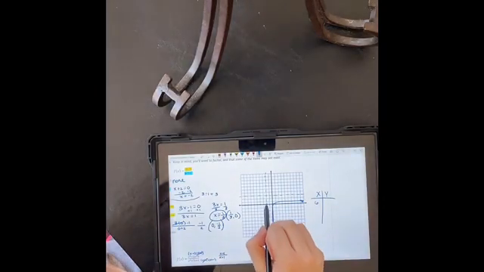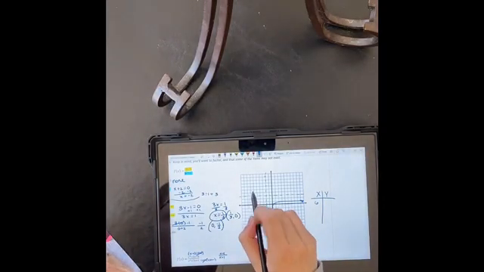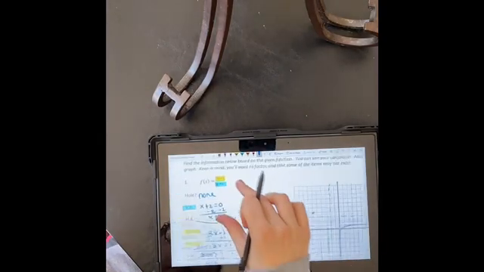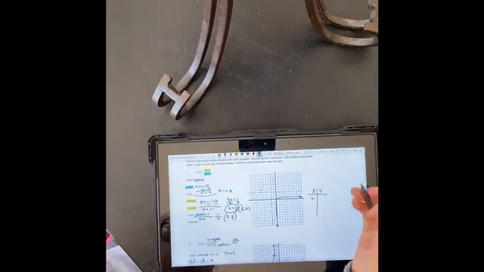So it's going to be 1, 2, 3, 6. It's going to be like right there. And then for our y, to do that, we're going to take this equation and plug in that 6 for x.